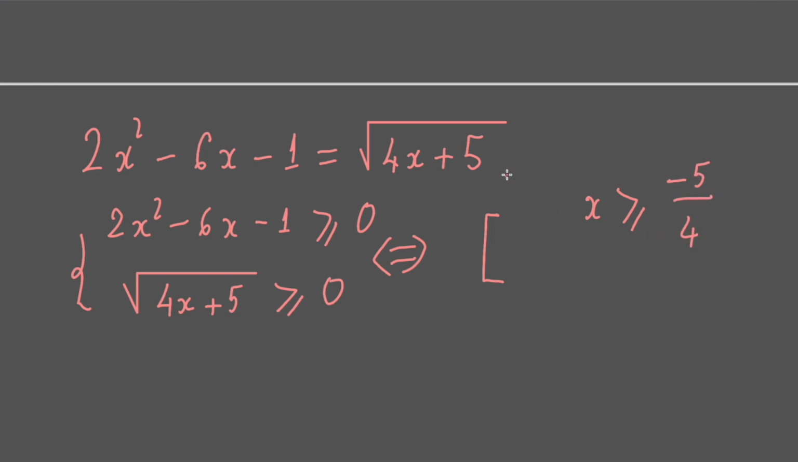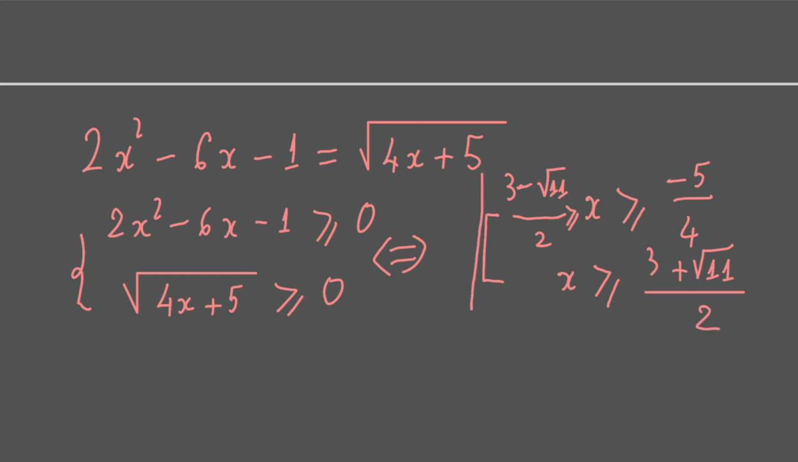or x smaller than (3 minus square root of 11) over 2, or x greater than (3 plus square root of 11) over 2. So that is the domain of x.